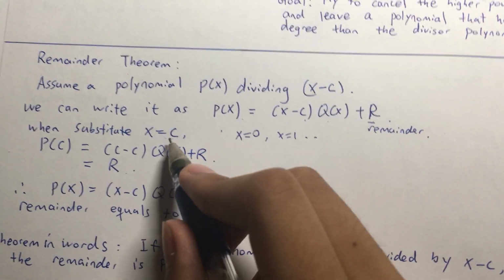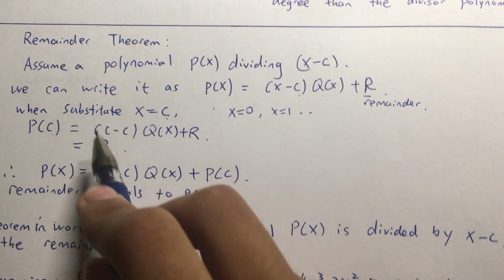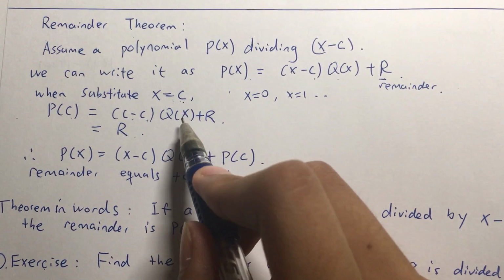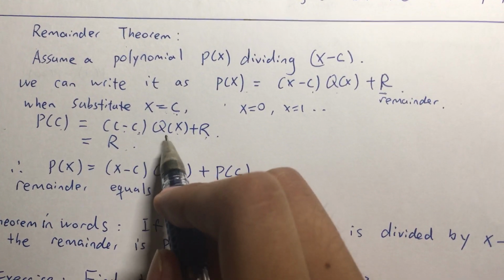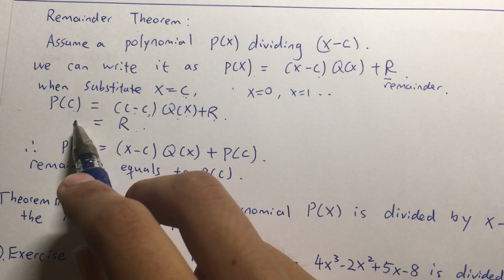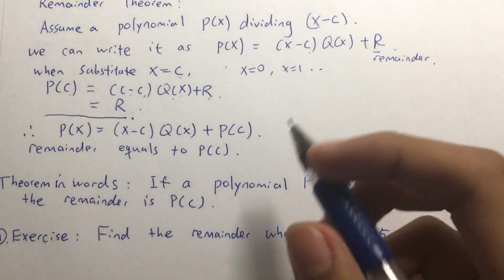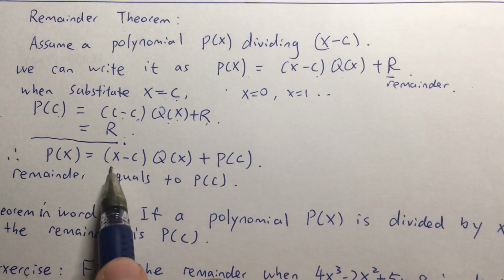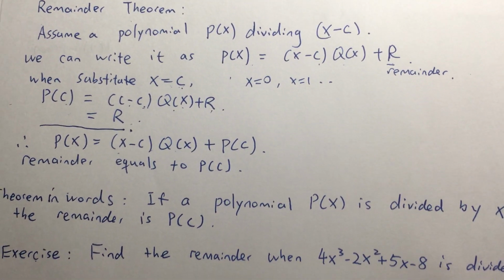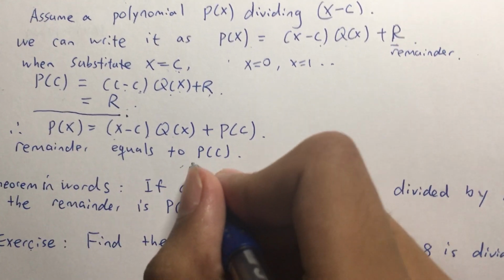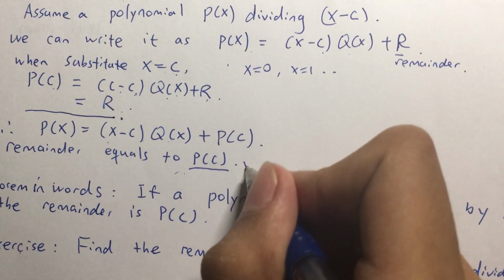But here, x equals c is very important because P(c) is equal to (c minus c) times Q(x) plus r. And we know c minus c is equal to 0, and 0 times anything is equal to 0, which means P(c) equals r. Well, this means that P(x) is equal to (x minus c) times Q(x) plus P(c), and the remainder equals P(c), which is basically what the remainder theorem is talking about.